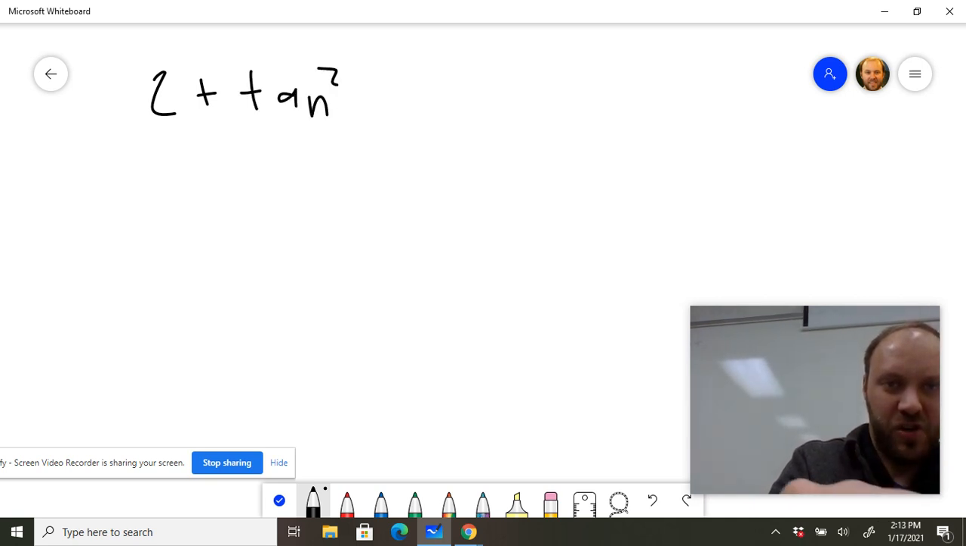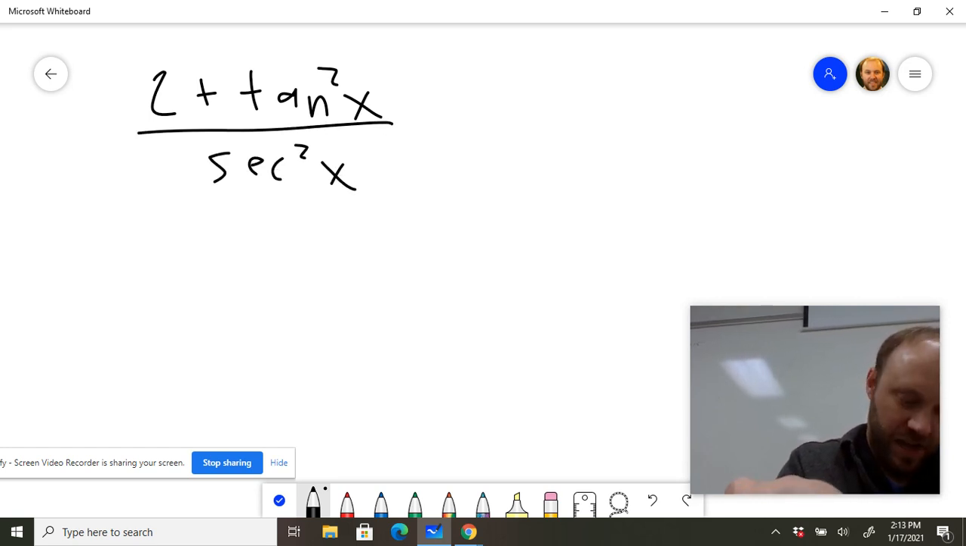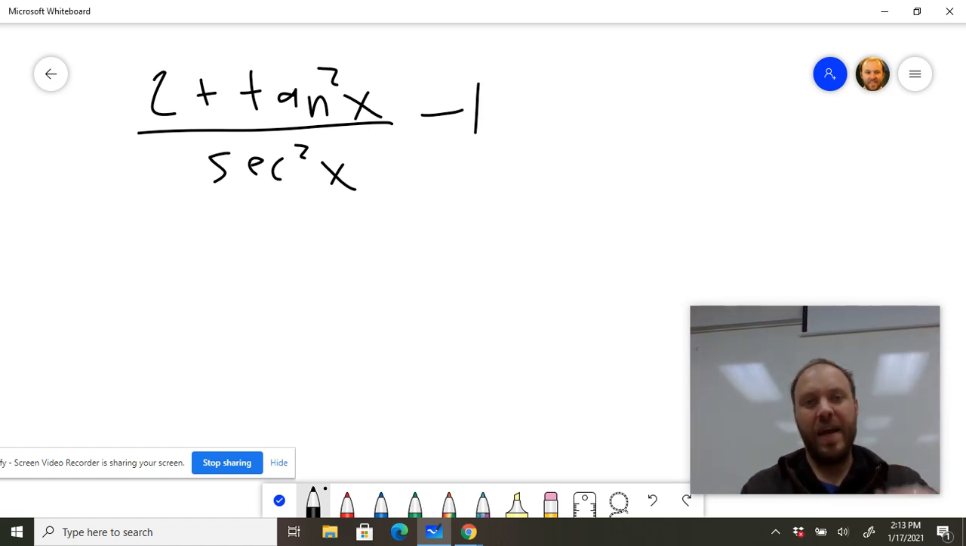So it's a 2 plus tangent squared of x in the numerator over a secant squared of x. And then you're subtracting 1, okay? And, on the surface, you can try all kinds of things, but this 2 is going to keep coming back into play and causing kind of a problem.